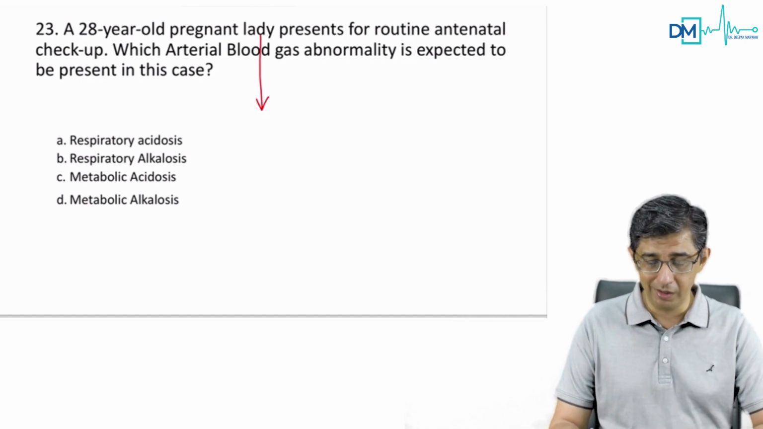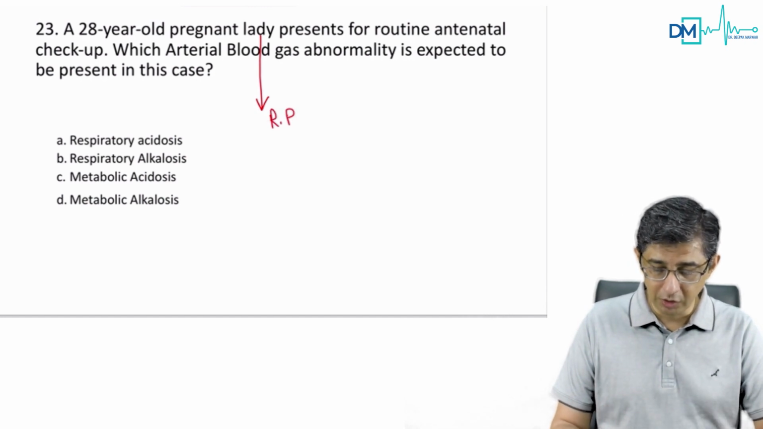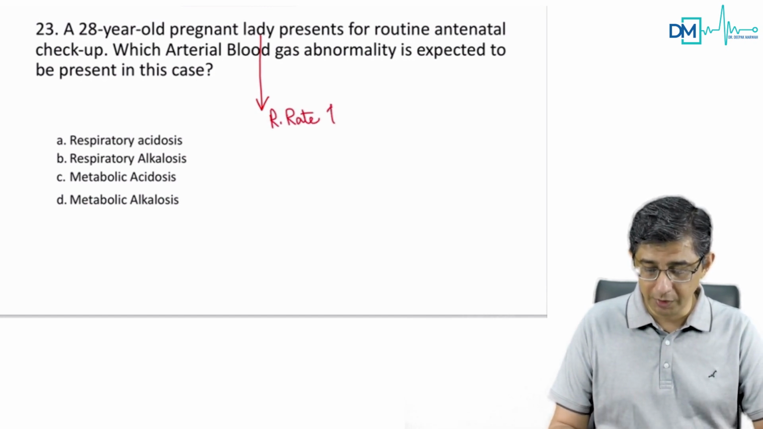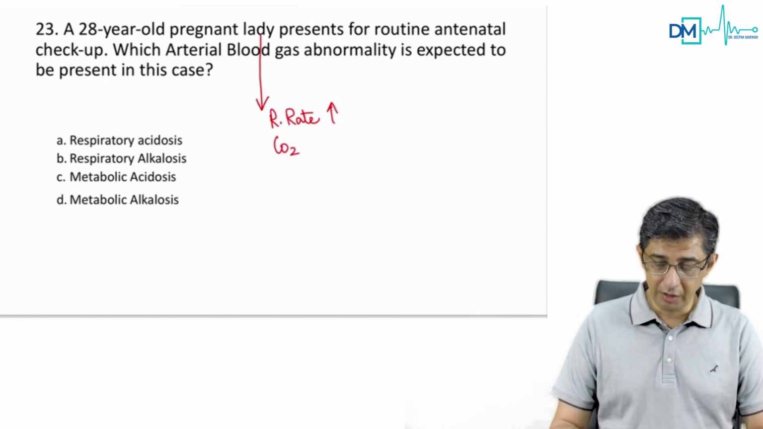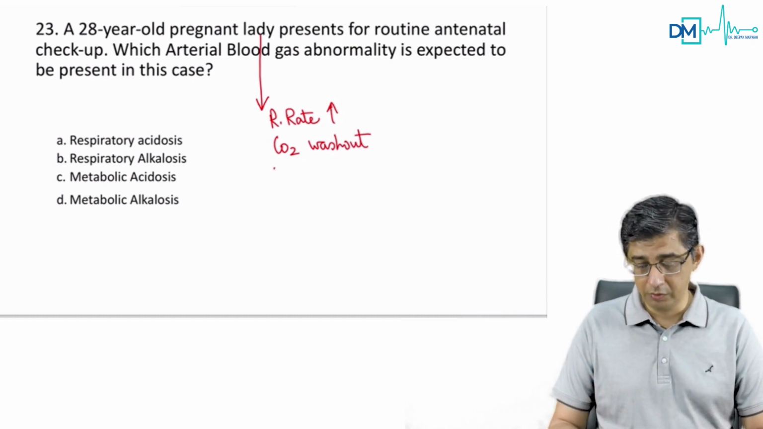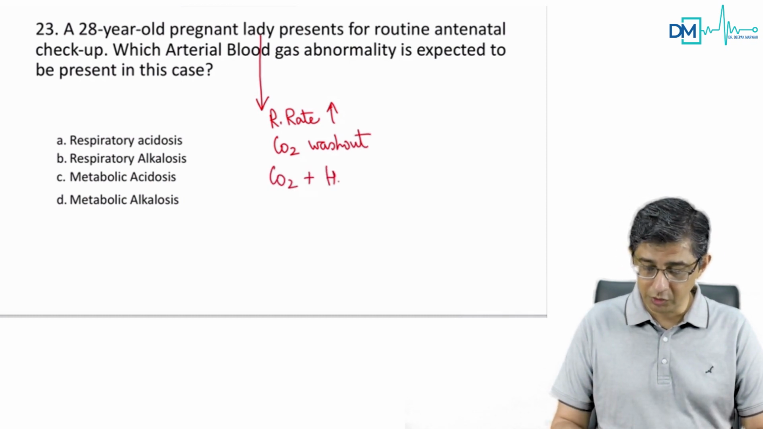This is straightforward data. You all know that in pregnancy, the oxygen demand of the mother will go up. So what will happen? She will hyperventilate. Respiratory rate would be higher. If there is a higher respiratory rate, what will it cause? Carbon dioxide washout. And if there is a carbon dioxide washout, what will happen? Less production of protons.